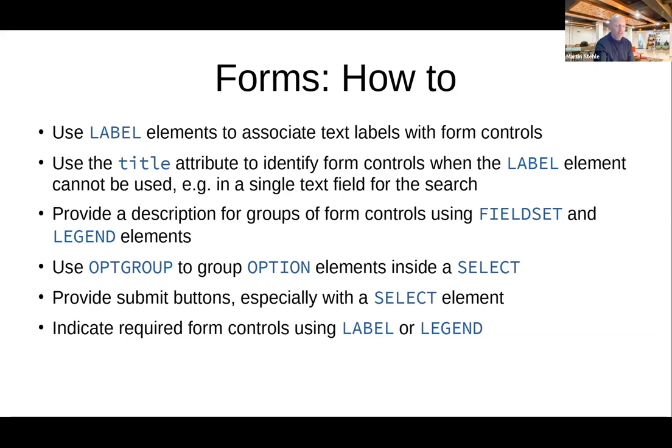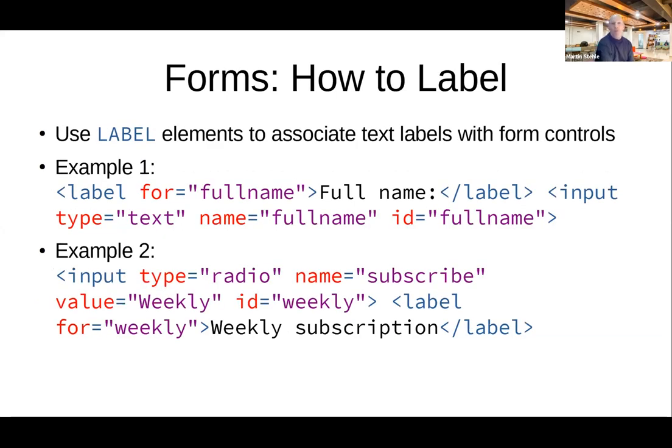in the first example, how to label properly. If you use the label element and you use its attribute called for, and in the form control, you use the attribute called ID, and you use the same value in both attributes, now the machine or the software can create an association between the description and the form control. So can the screen reader and other assistive technology. Right?